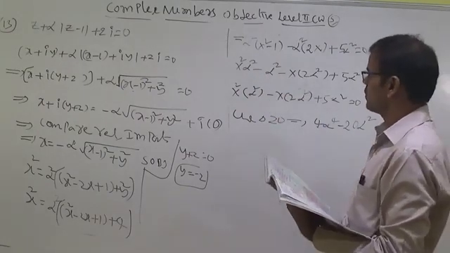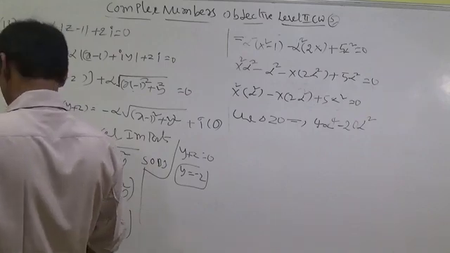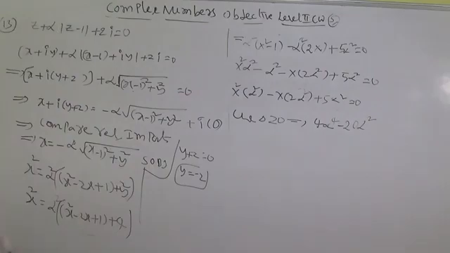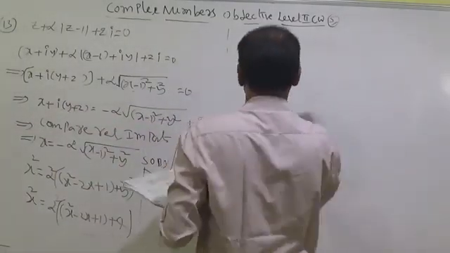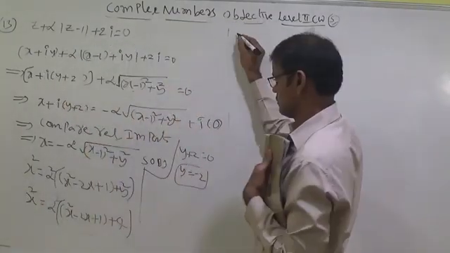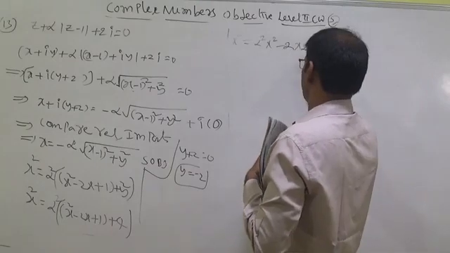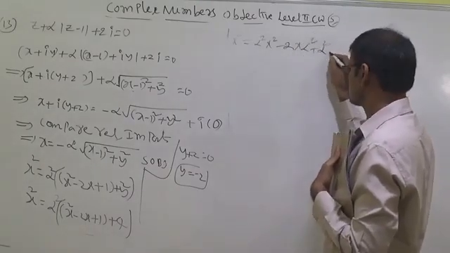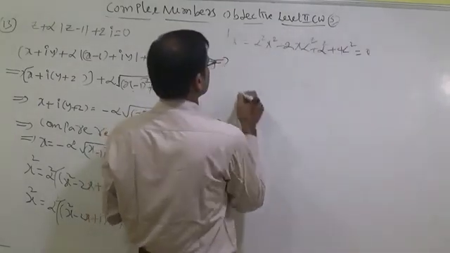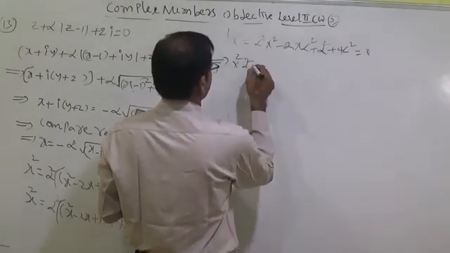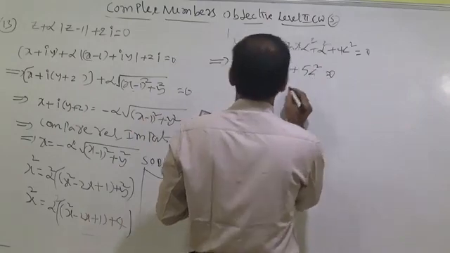Alpha square minus 1 into x square, minus 2x alpha square plus 5 alpha square equal to 0 has a solution. Once again we can do from here. x square is equal to alpha square x square minus 2x alpha square plus 5 alpha square equal to 0. So x square alpha square minus 2x alpha square plus 5 alpha square equal to 0.